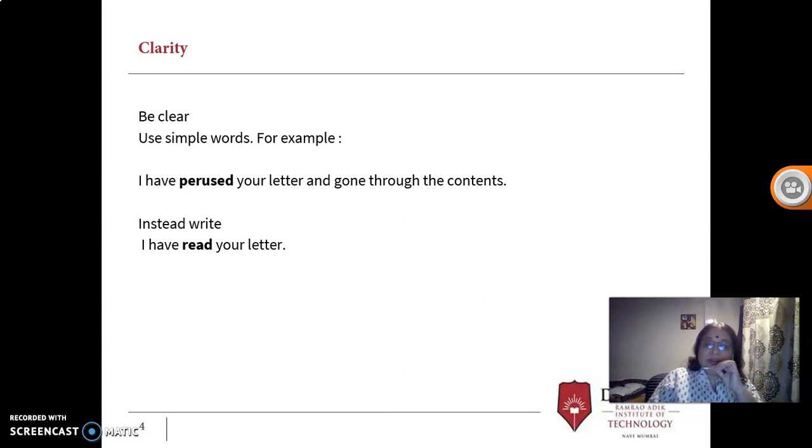When you start with your letter, always be clear with your words and what you intend to communicate to your reader. And use simple words. For example, "I have perused your letter and gone through the contents" is not as good as "I have read your letter," plain and simple. I can give you many more examples like that. Like you can say, "I visualized this vision." Much better would be "I saw this dream" or "I saw this vision," because visualize is a more complex word compared to see. So the simpler option is always better when you're writing.